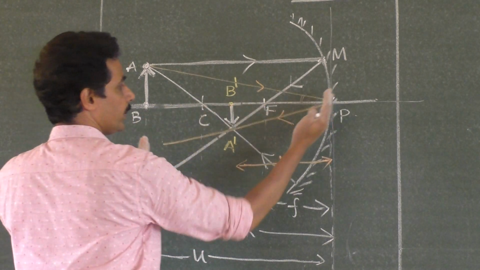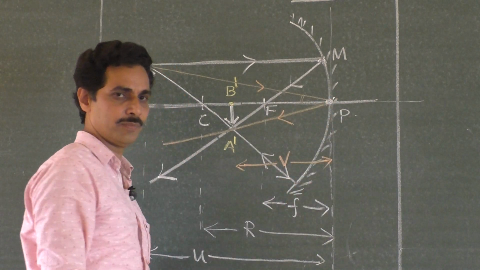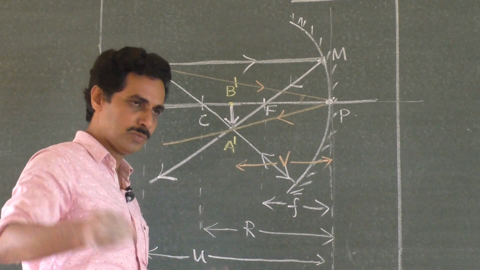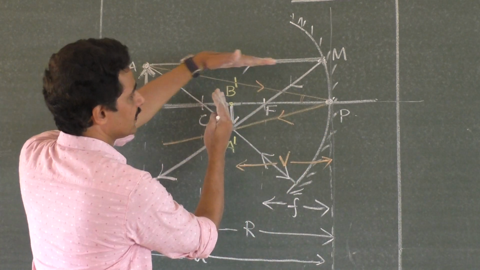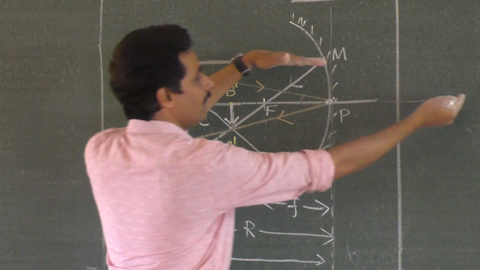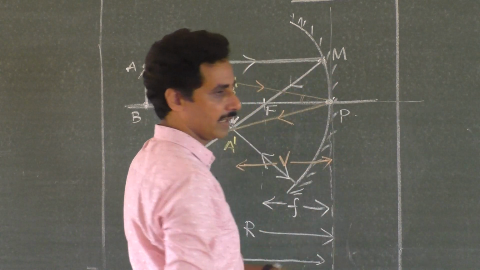Every distance is measured from the pole. The pole is the center, like the Majestic of Bangalore. Everything starts from Majestic, so you move away, and everything is measured from that center. Going away, opposite to the direction of light, is negative. Going in the direction of the incident light is positive.